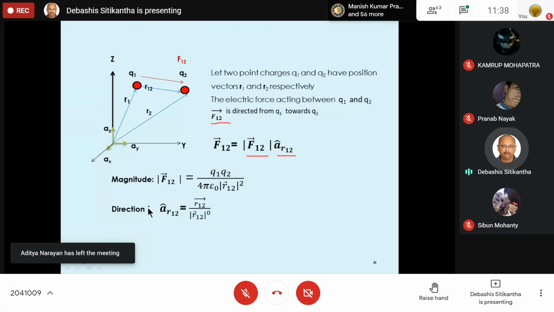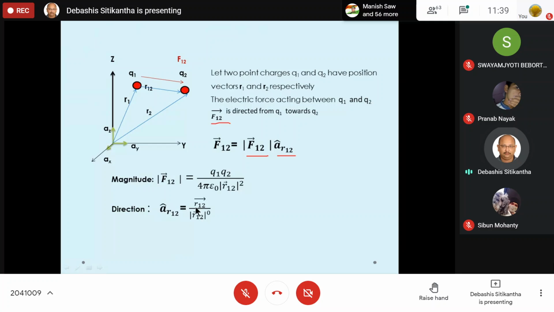Okay. Next comes your direction. So how do we find the direction? Finding the direction is quite easy. The direction is the R12 vector divided by the modulus of R12. There is no necessity of writing a 0 over here; by mistake it is written. Is there anyone with any sort of doubt? Is anyone having any doubt over here?